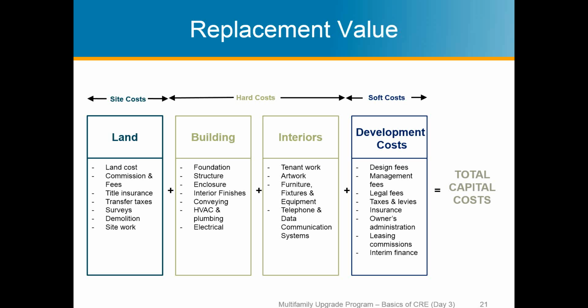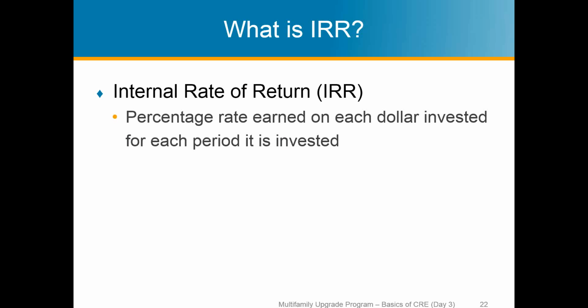And then you have replacement value, right? So it's basically how much it costs to build this property from scratch. You have site costs, how much the land is, how much it costs to entitle it, how much it costs to build it, and how much it costs to design and develop it as well. So that's the third way: what's the replacement value of this asset? What we're going to go through is really focus on cap rate methodology.